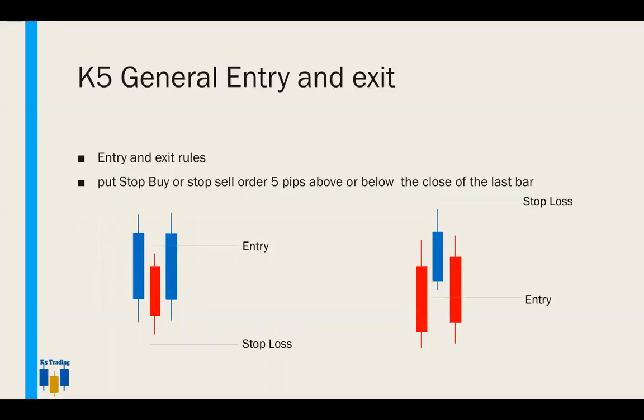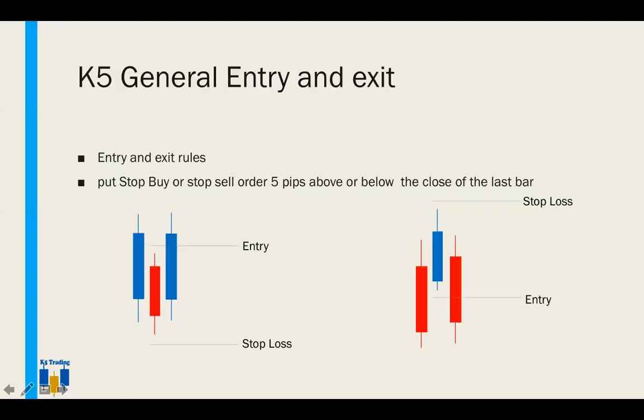Okay, at this point I want to help you understand how I put my entry. For example, my signal bar is this one. When I see my signal bar, after that, I will wait for the next bar to close. Or there are two ways. The aggressive way is this: I wait for the signal bar to close. On the next bar, at the high of the signal bar, I will put my buy entry.